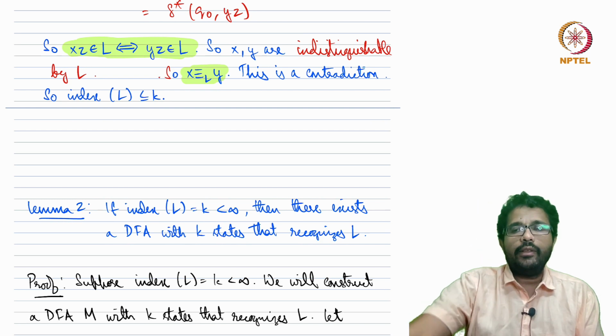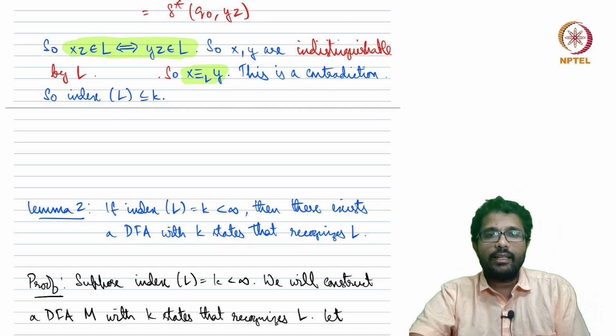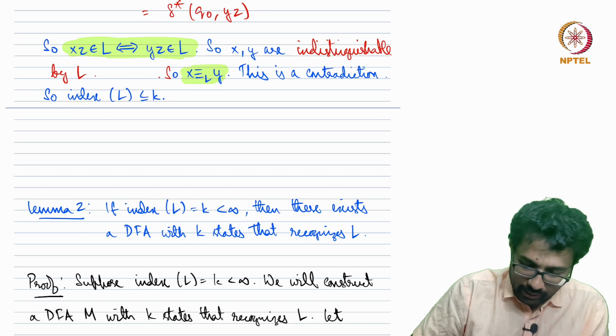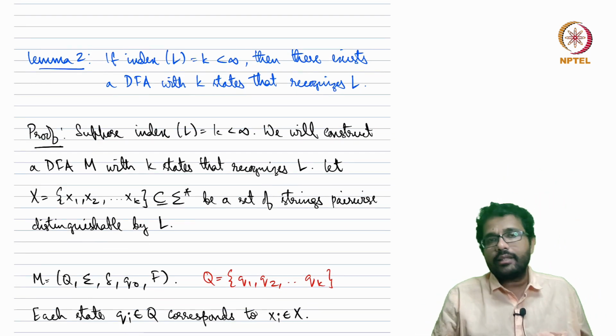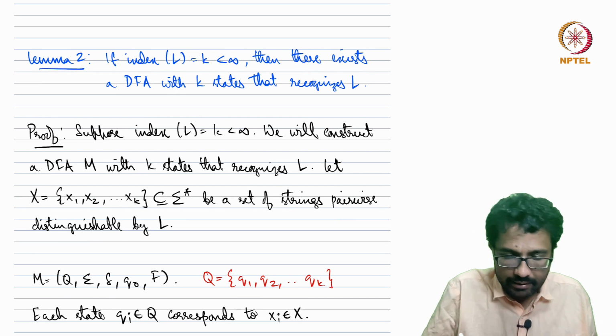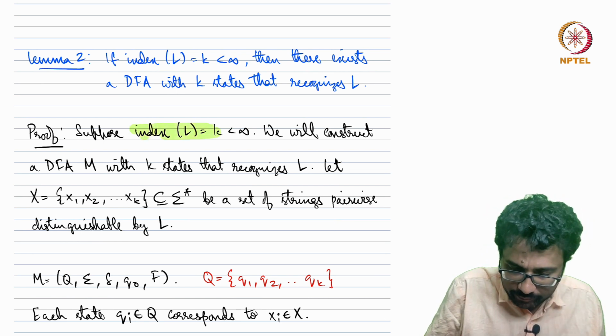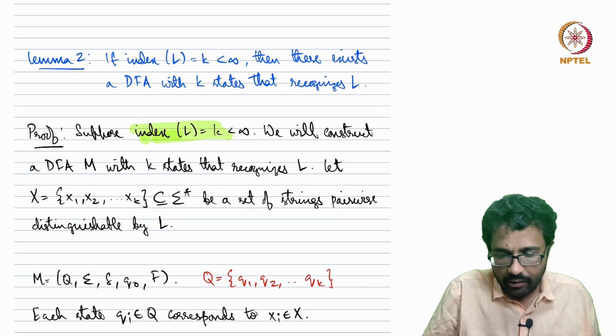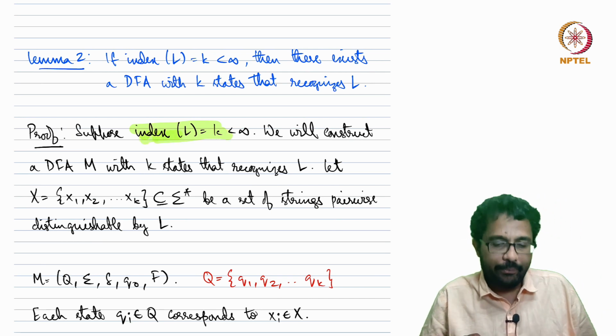So if the index is 10, then we can construct a DFA with 10 states. Right. So what we do here is we actually construct a DFA using the index. So suppose the index is K, which is a finite number. Now we are going to construct a DFA.